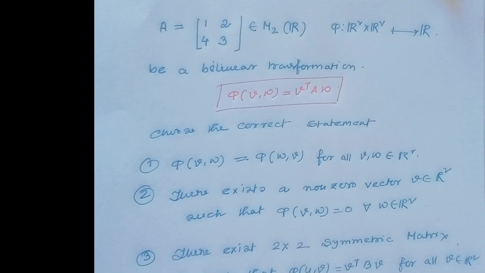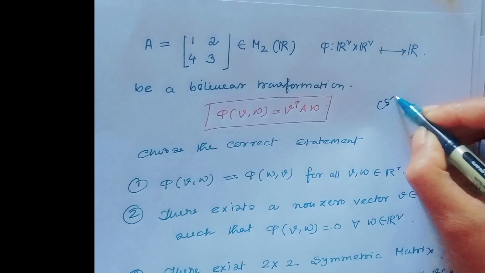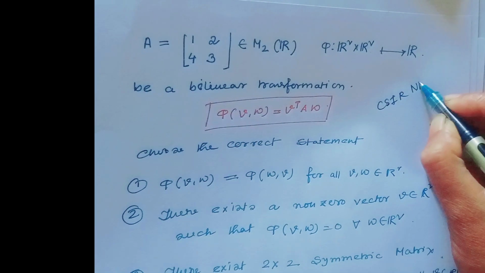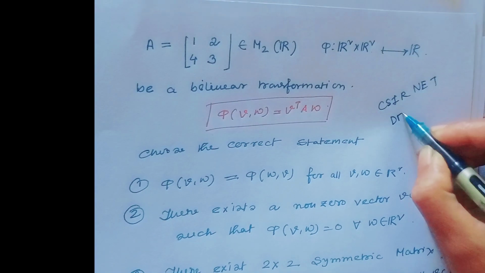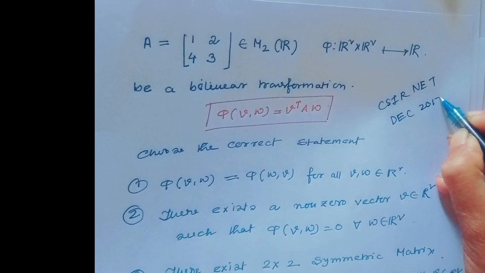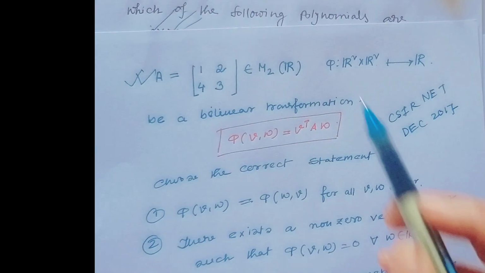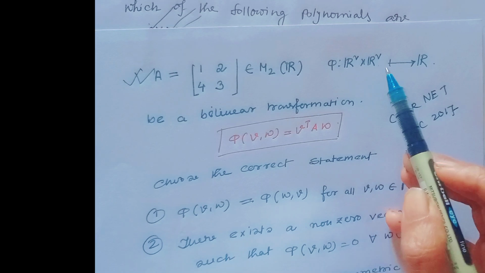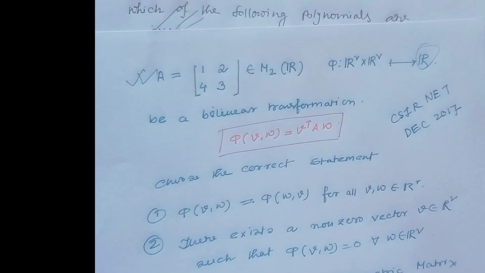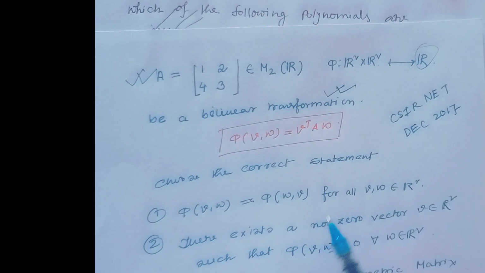First question, which came in the CSIR NET December 2017 exam. Here a matrix A is given and phi is a function from R2 cross R2 to R. Let phi be a bilinear transformation, denoted as phi(v, w) equal to v transpose A w.